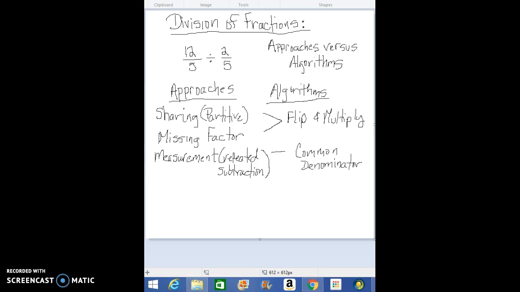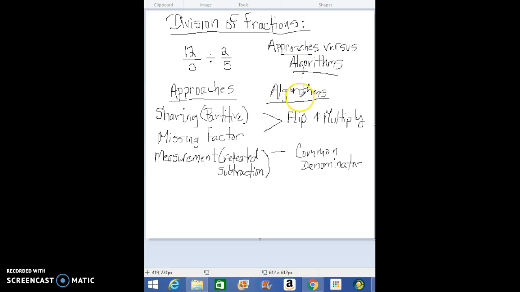So in terms of division of fractions, the first thing I want to remind you about is that there is a difference between approaches and algorithms. Approaches, remember, is a way of thinking about performing an operation. What does it mean to actually do it? And we often use models to do that.